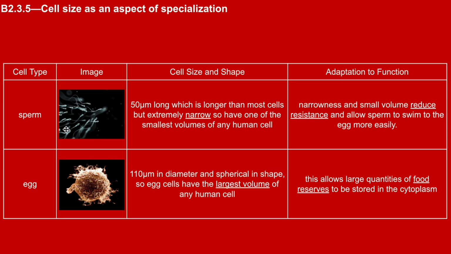And so they're going to be very, very simple, very narrow, and very, very small because they're basically just the half DNA that's carried in the head, the mitochondria that's in the midpiece, and then the tail for locomotion.